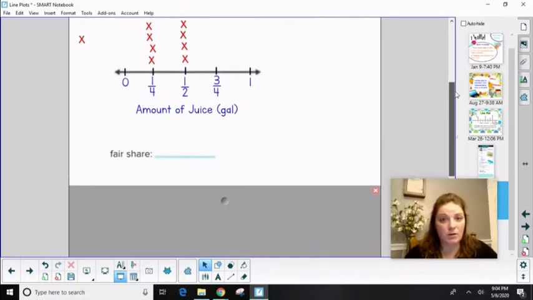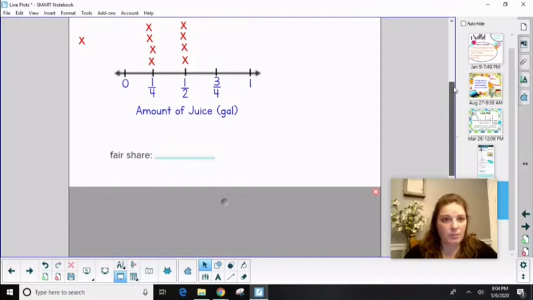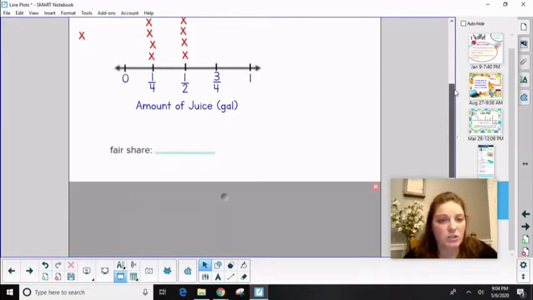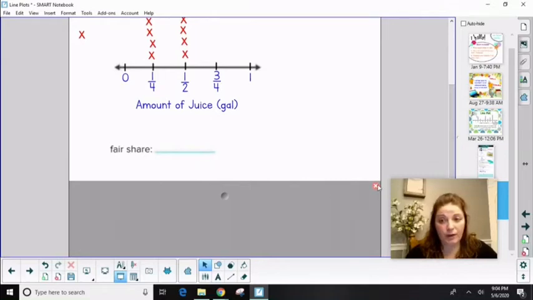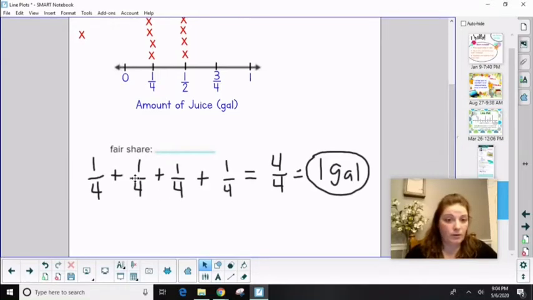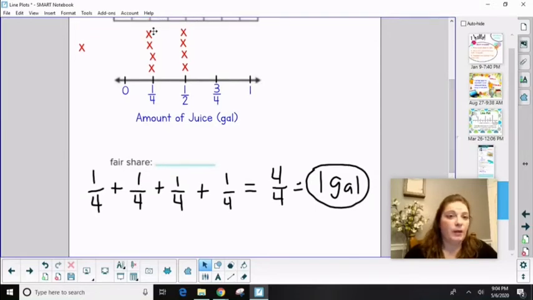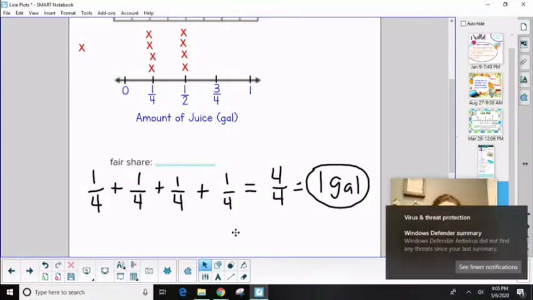I wrote it out because it was a lot to type, all the fractions. So I wrote it out, pardon my messy handwriting. So to find the fair share, what I've done is I've added up my fourths. I had 4 of the 1/4. So a fourth plus a fourth plus a fourth plus a fourth equals 4/4. And 4/4 equals 1 whole, so that's 1 whole gallon. So right here is a whole gallon.